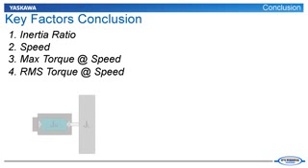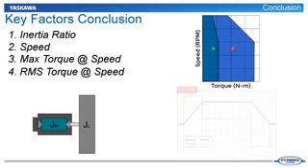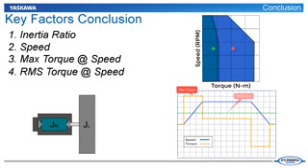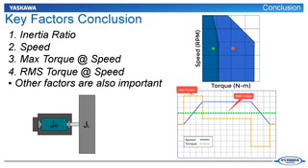Provided that the inertia ratio, speed, max torque, and RMS torque all fit the motor as described, then the motor is properly sized. However, a multitude of other factors must also be considered depending on the specific requirements of the application, and may require a slightly larger or smaller motor to be used. This concludes the Servo Sizing Part 1 e-learning module.